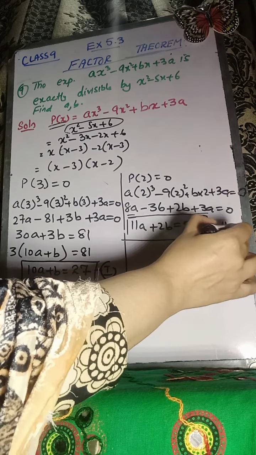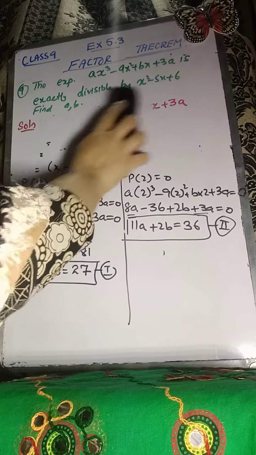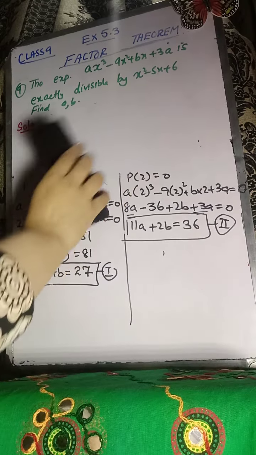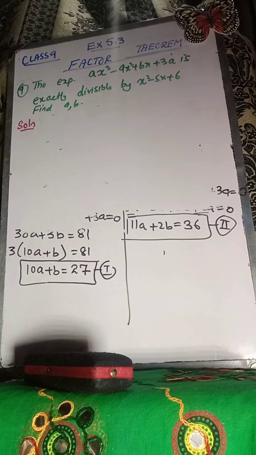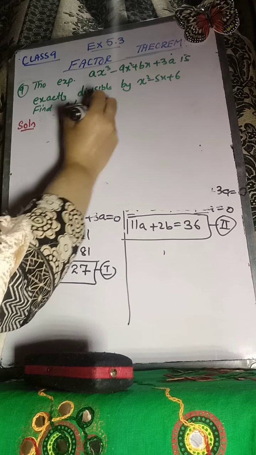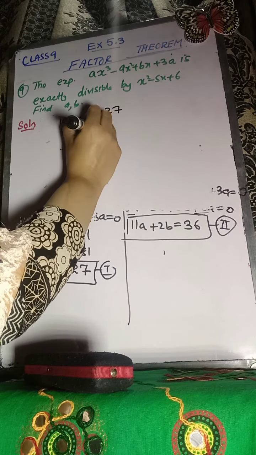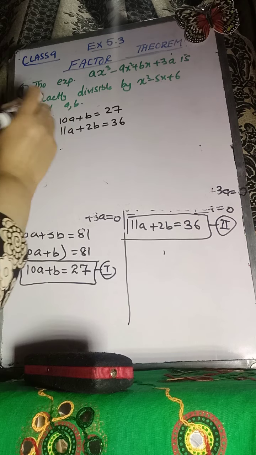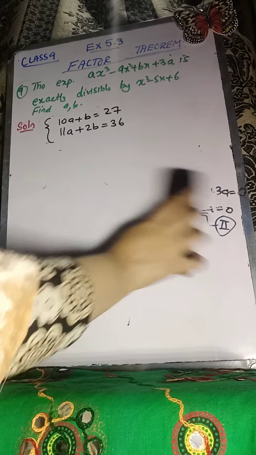Now in order to find the value of a and b, we are going to solve them simultaneously. We have two equations and two unknowns, so I am going to solve them for the value of a and b, which will give us the required answer. This is the first equation. Second equation, 11a plus 2b is equal to 36. So these are the two equations that we need to solve to get the value of a and b. Let me erase all this.